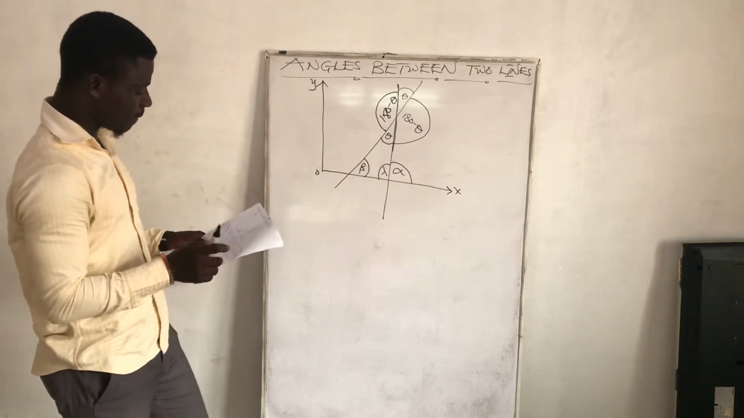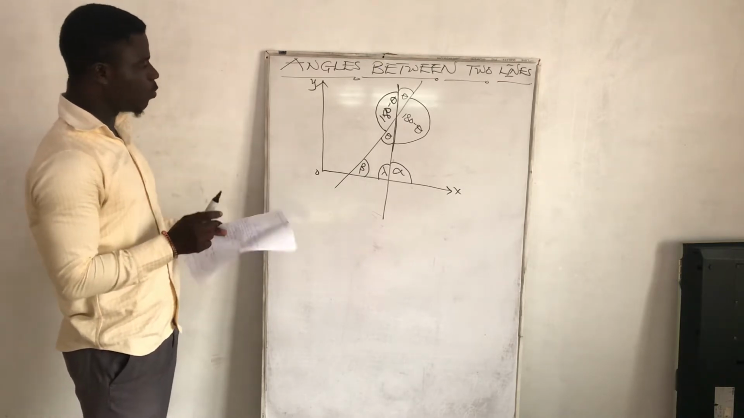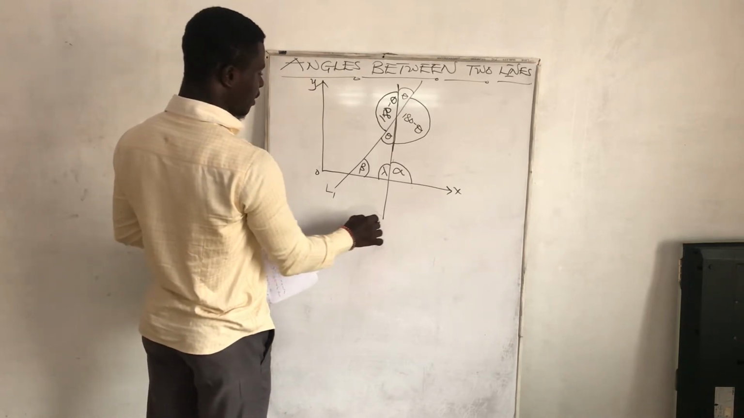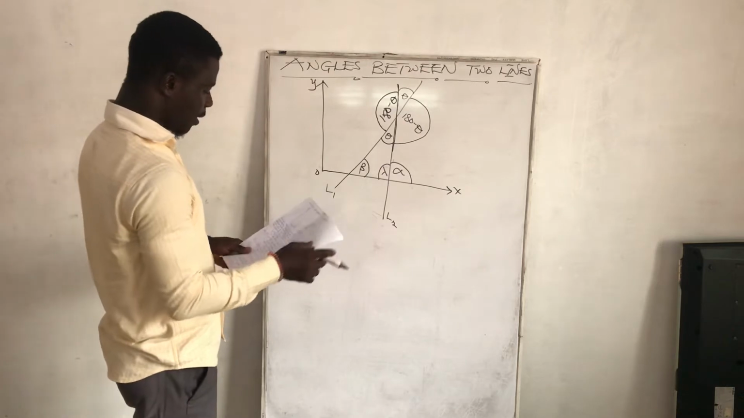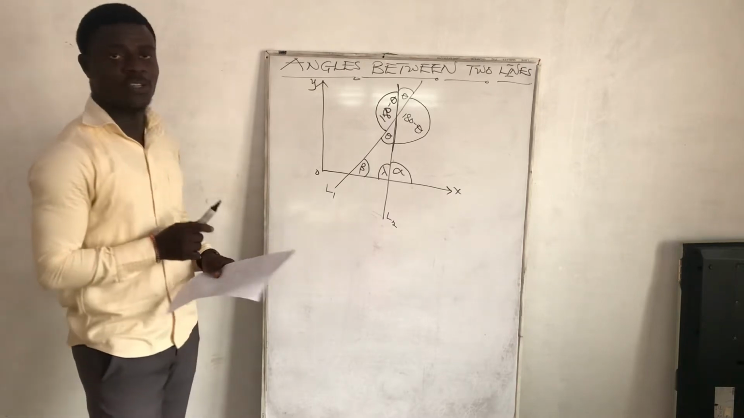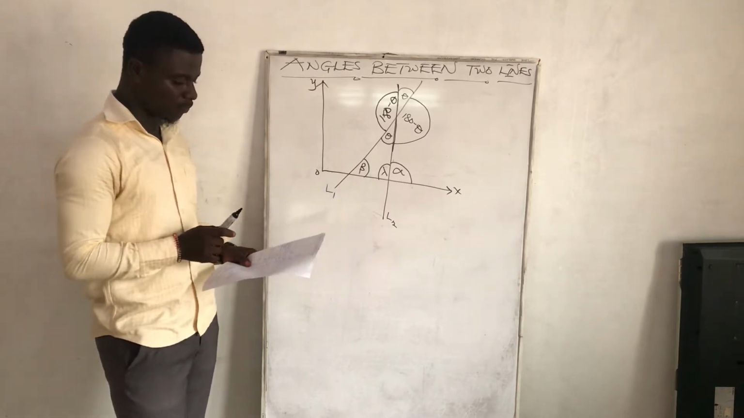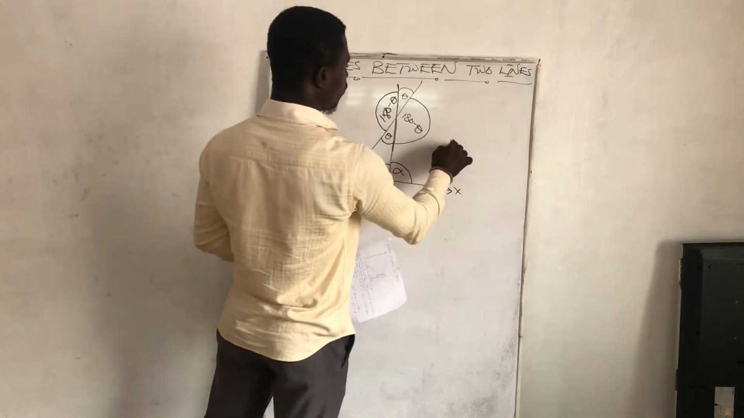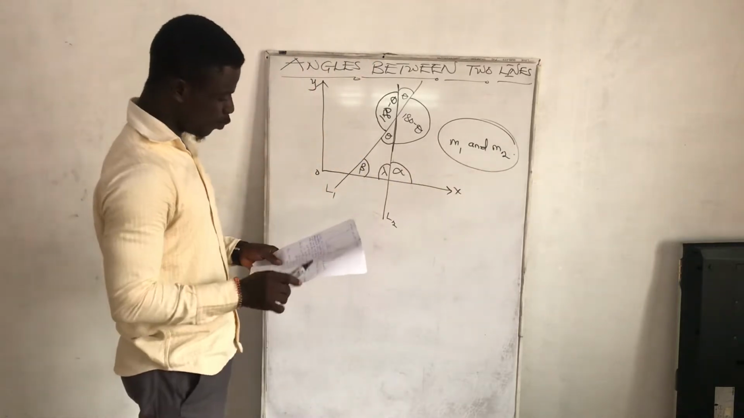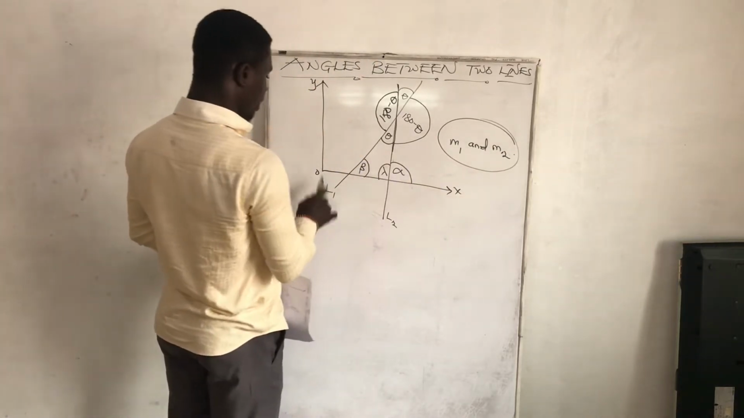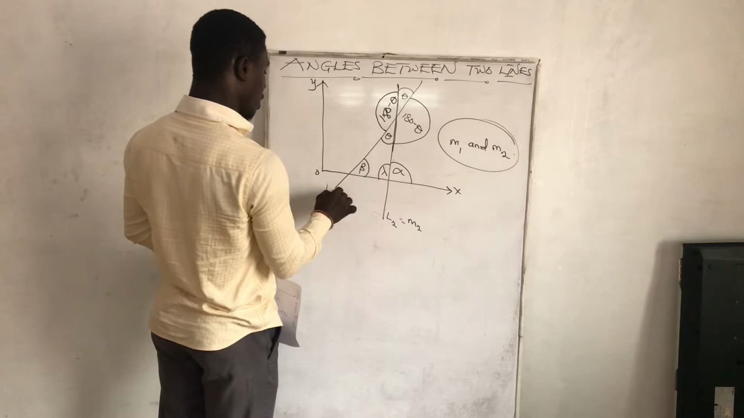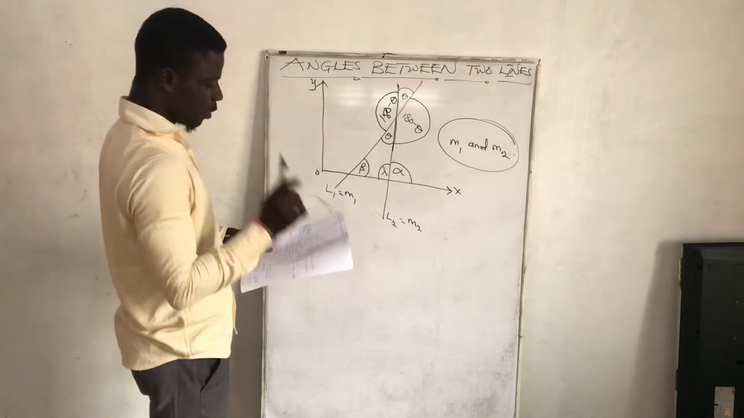So don't forget that. Now, consider the lines L1 and L2 with gradients M1 and M2, respectively. It means that the gradient of L1 is M1, and the gradient of L2 is M2.